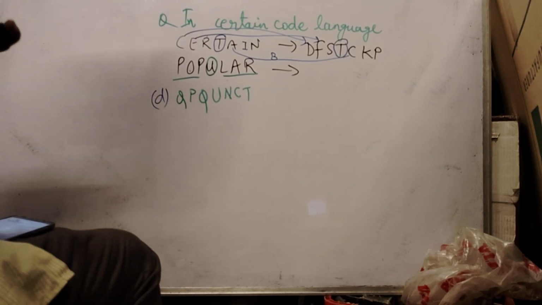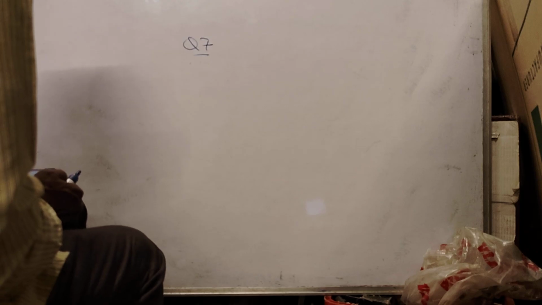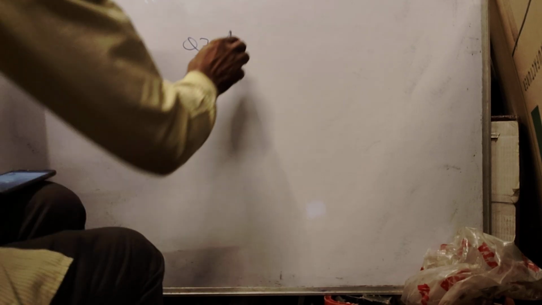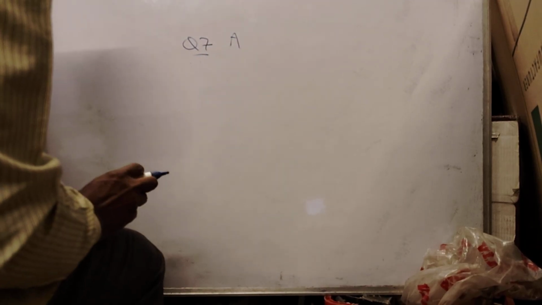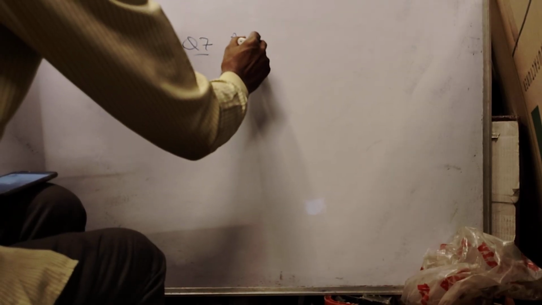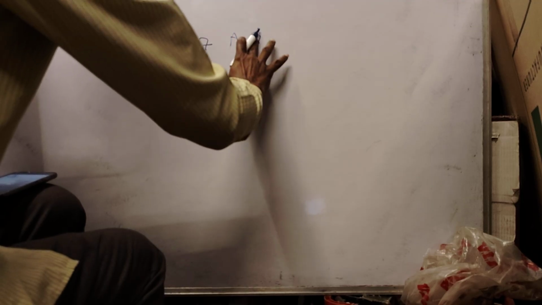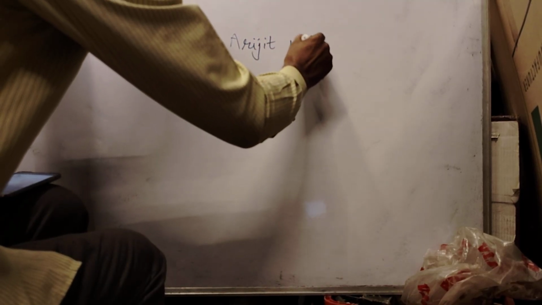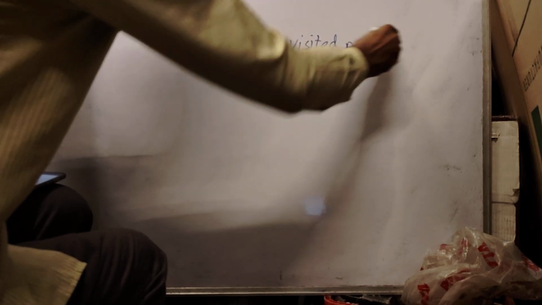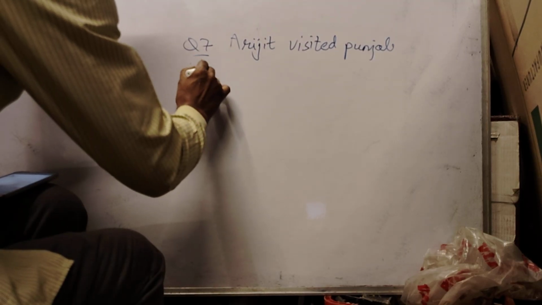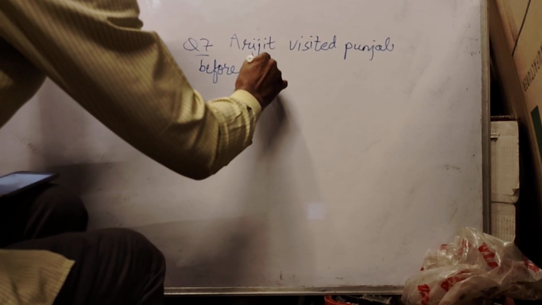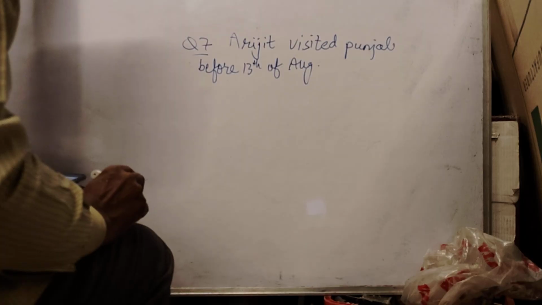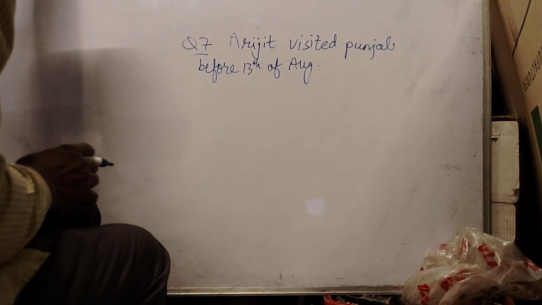Next, question number 7. Seventh is: Arijit correctly remembers that he visited Punjab before 13 August. So there is a person's name, suppose Arijit. So he remembers correctly. So Arijit visited Punjab before 13 of August, but after 9th August.